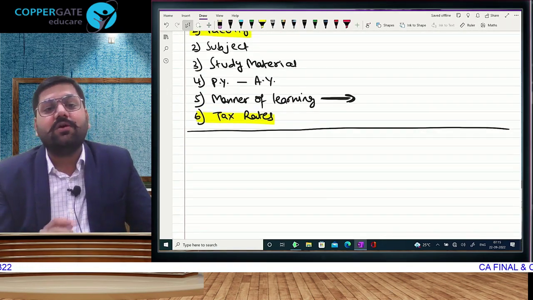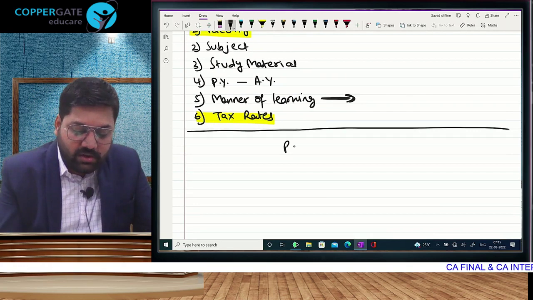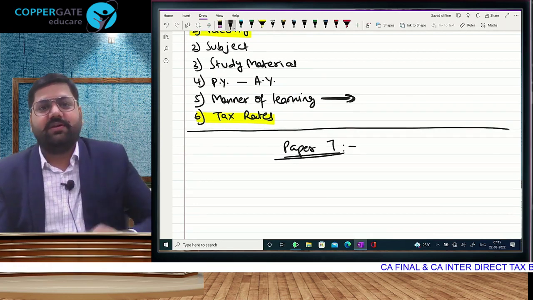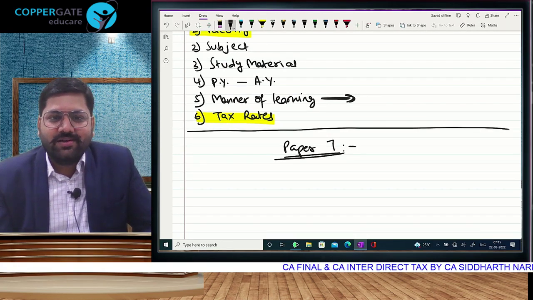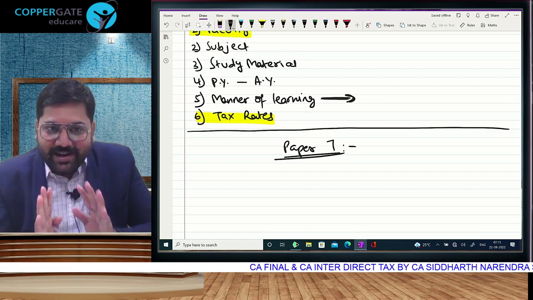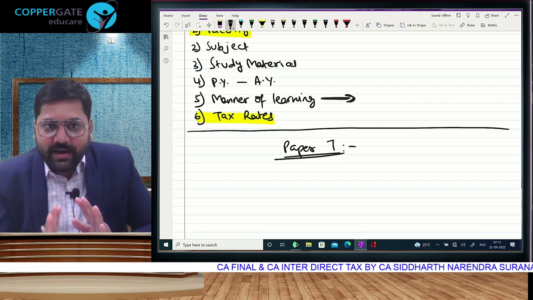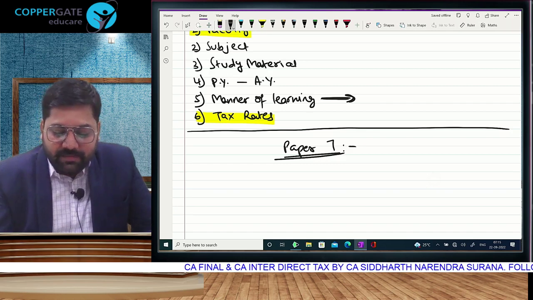Let's focus on the subject. We are here to learn paper number 7. कोई तो CA Final में, they don't even know how many subjects we have, which subject is first, which subject is last. You all know there are two groups. No? You all know I have come to teach direct tax, at least that much. Direct tax, group 2, paper number 7.